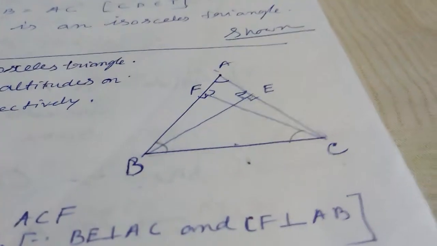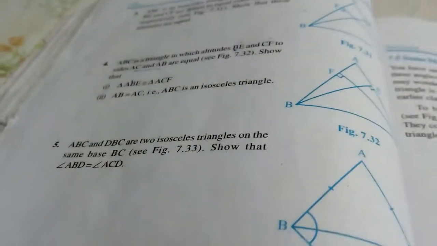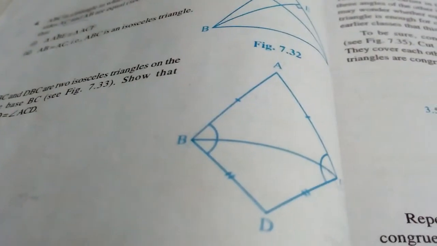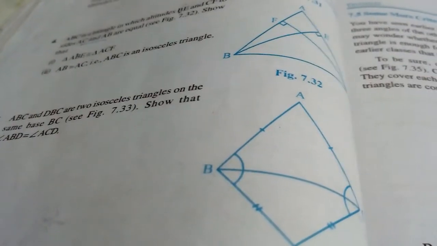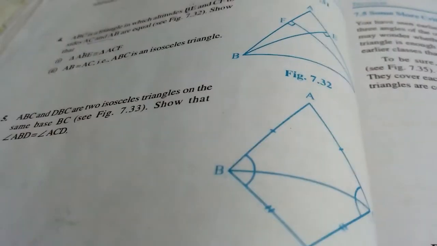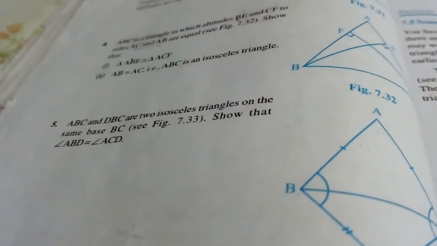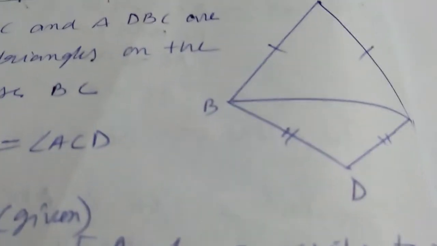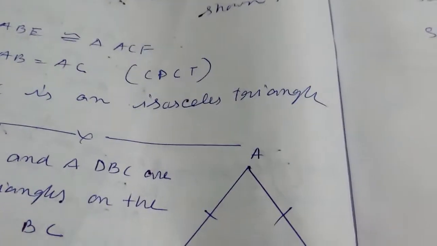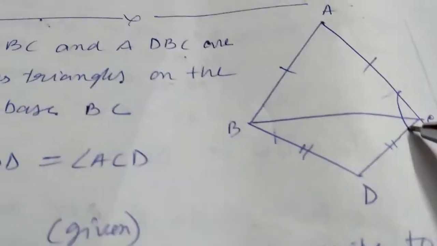It is given that triangles ABC and DBC both are isosceles triangles standing on the same base BC. We are to prove that angle ABD is equal to angle ACD. Now, to show that angle ABD is equal to angle ACD, this angle is equal to this angle we have to show.